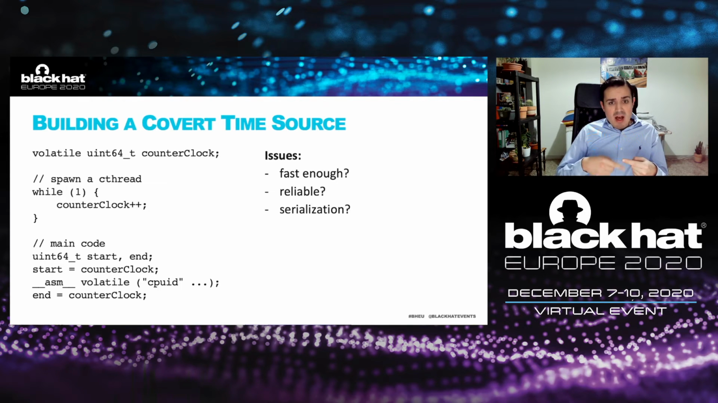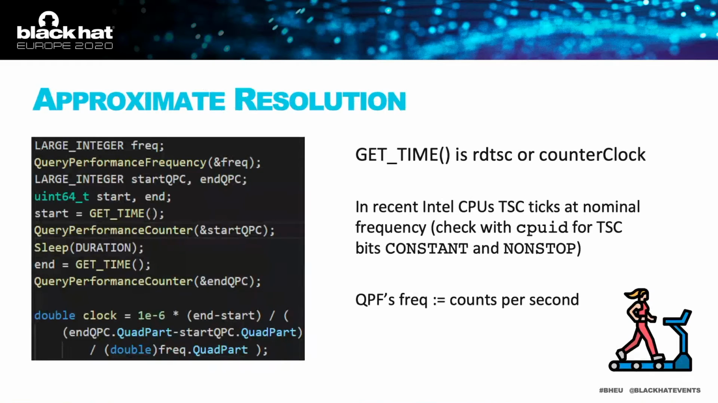This variable, how often does it get incremented? Is it fast enough, is the resolution good, and are those measurements reliable? So let's do some tests. This is some code for computing the approximate resolution of our time sources. So we will be comparing the timestamp counter, read with RDTSC, and our counter clock.